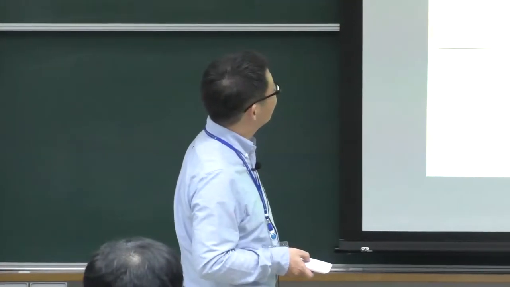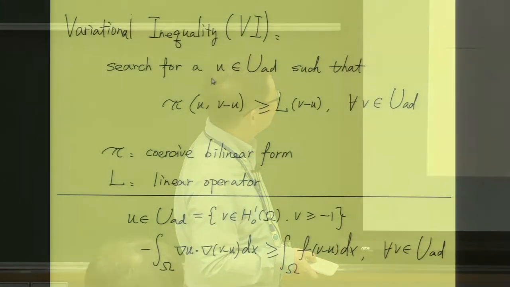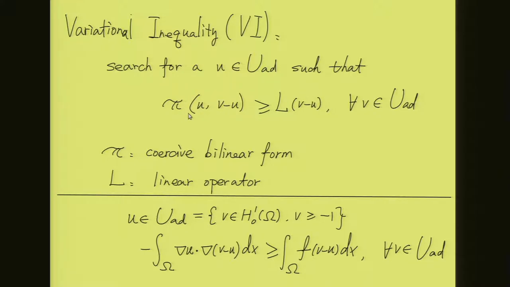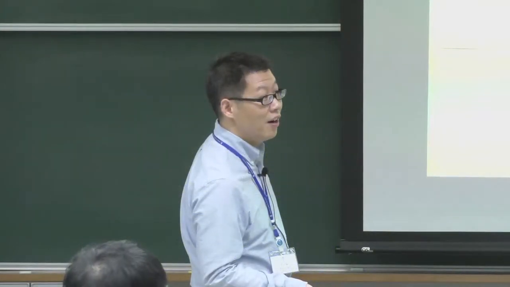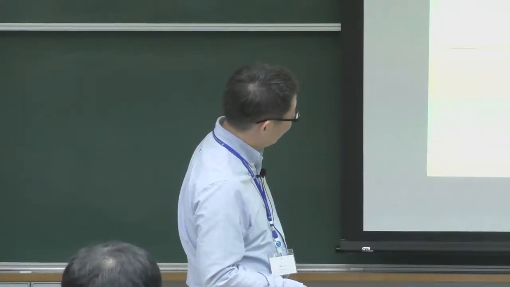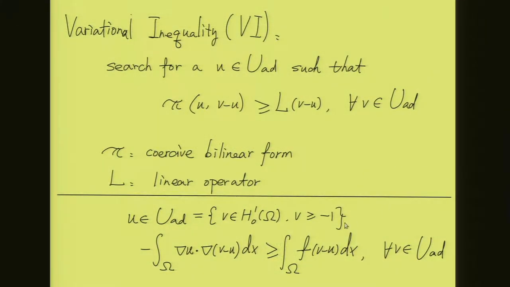The variational inequality is a problem looking like this. We search for a u in an admissible set such that this inequality is fulfilled. Here this pi is a bilinear form, and this L is a linear operator. A very standard model problem for variational inequality is this one. This is the first example in our books, such as functional analysis, where we have the admissible set to be a convex set in, for example, H_0^1, and then we have this bilinear form pi here, and the right hand side is this f times v minus u, where v is in this admissible set.